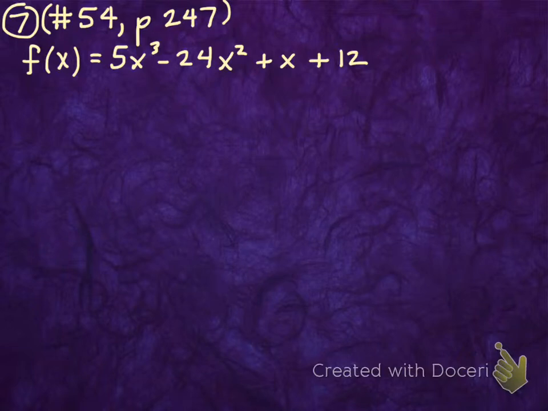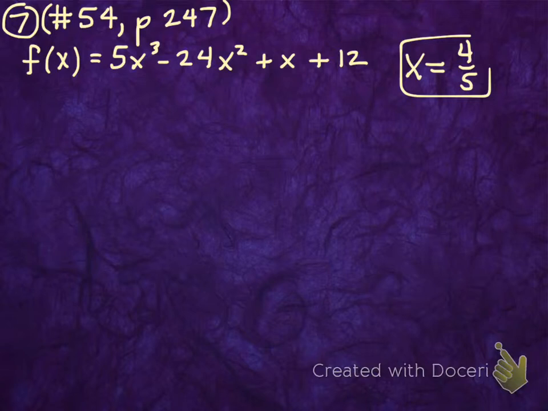Number 7 is number 54 from page 247, so we'll flip over there. On number 54, we're to find all of the zeros and write a linear factorization. On the test, I'm going to give you the first zero. That's going to save you a bunch of trial and error. And here I'll go ahead and tell you that your first zero occurs at x equals 4/5.